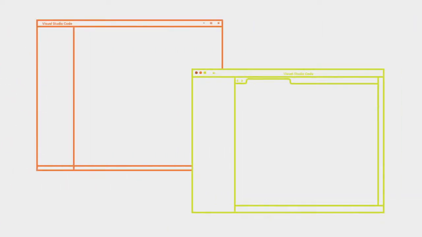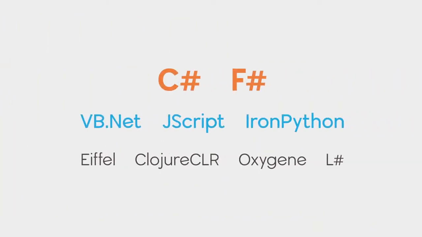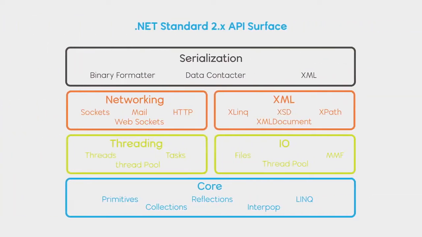You can develop Meadow apps in Visual Studio or VS Code on Windows or Mac using any .NET language and the full .NET Standard 2 API surface. So you can even use your favorite NuGet libraries.